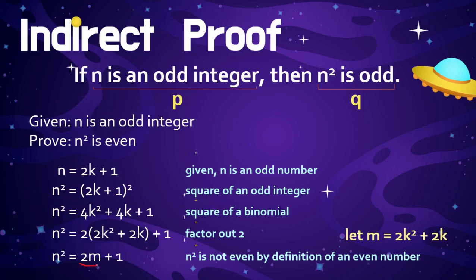Okay? So, in order for n squared to be even, dapat 2m lang. Pero dahil 2m plus 1 siya, n squared is not even by definition of an even number. So, using indirect proof, na itong na-prove natin that this is false, yung opposite statement ay false. Therefore, the original statement is true.